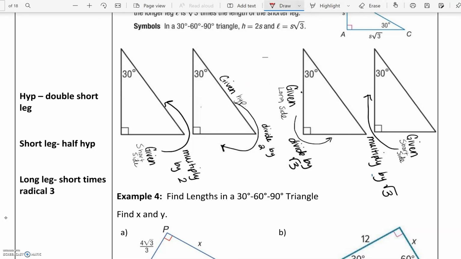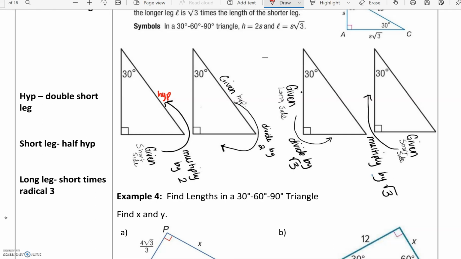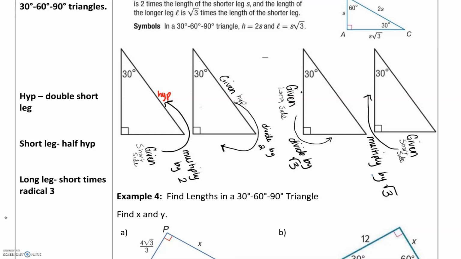So here are some of those relationships. The hypotenuse is double the short side. So if you're given the short side, you're just going to multiply by 2 to get the hypotenuse. If you're given the hypotenuse and you want to find the short side, then you just divide. Cut it in half.